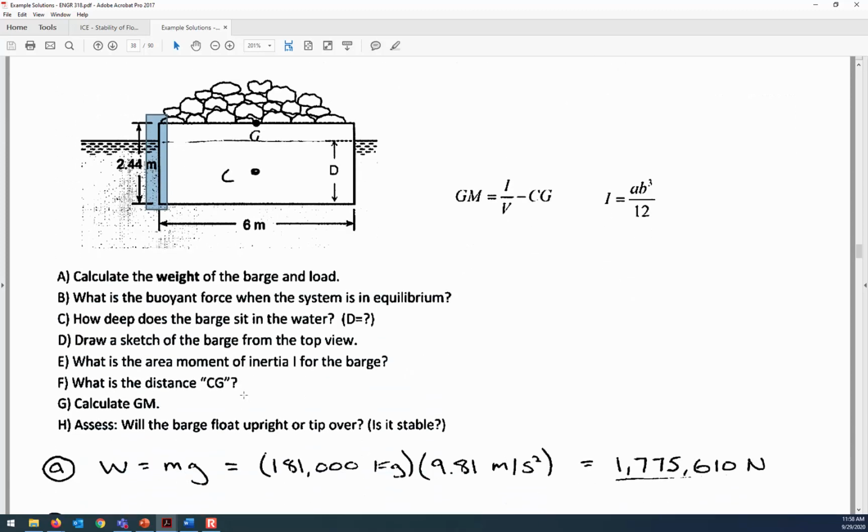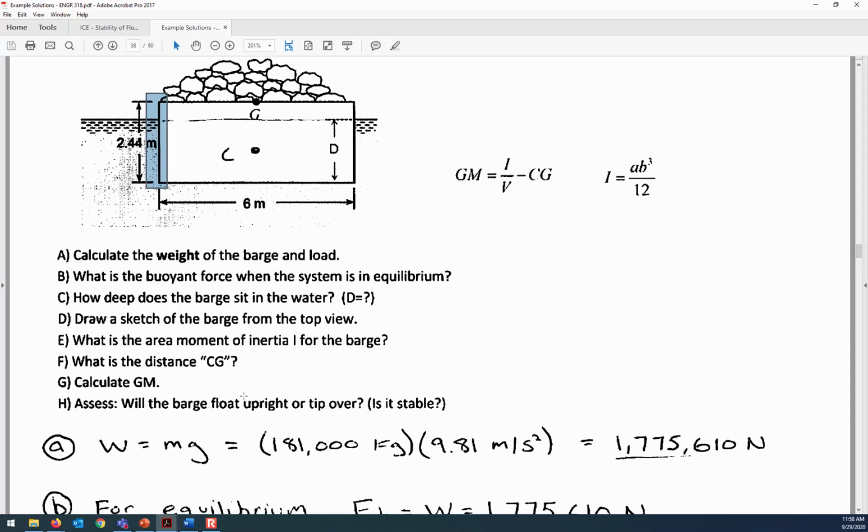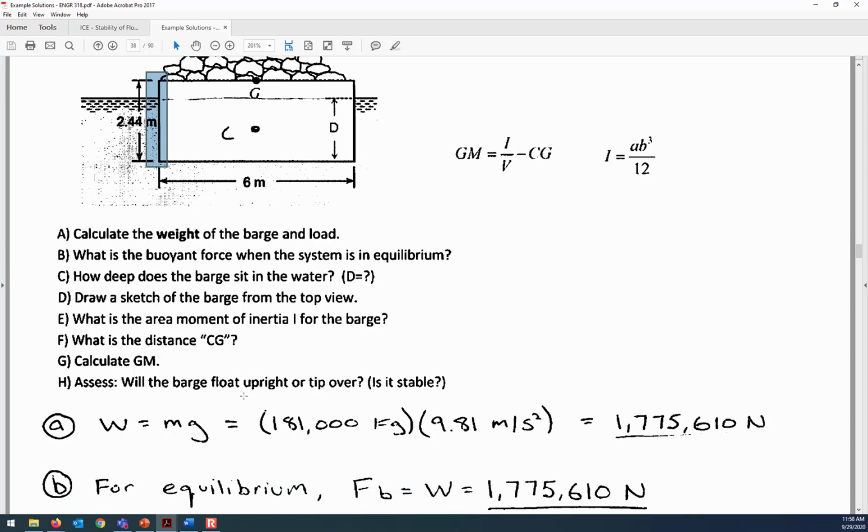So first, what is the weight? Well, if the mass is 181,000 kilograms, then we can calculate the weight by multiplying that by g. So 1,775,610 newtons is the weight. And if it's in equilibrium, then by definition, the buoyant force is equal to the weight. Okay, so the buoyant force and the weight are equal if it is in this equilibrium.